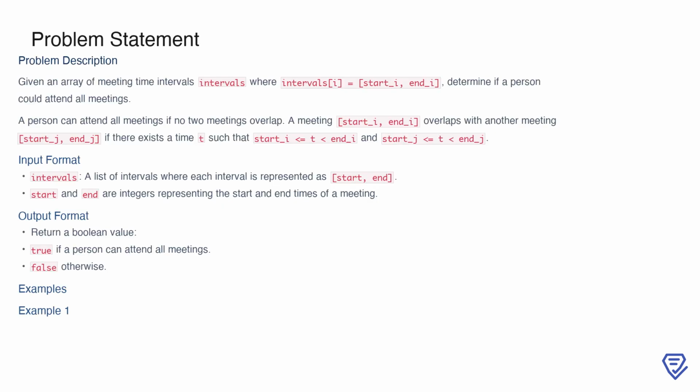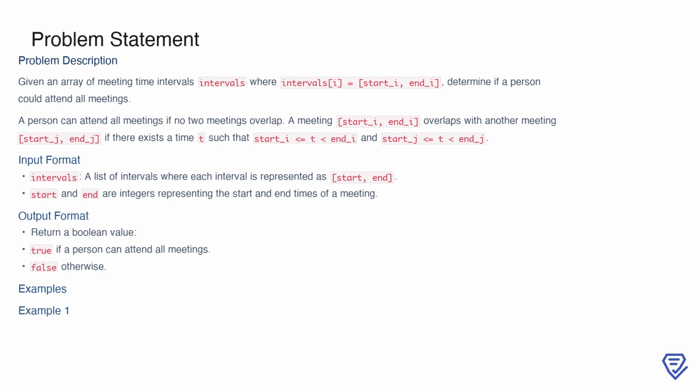In this problem, we are tasked with determining whether a person can attend all scheduled meetings based on their time intervals. Each meeting is represented as a pair, start-end, where start is the starting time and end is the ending time of that meeting. To attend all meetings, there must be no overlap between any two meetings.